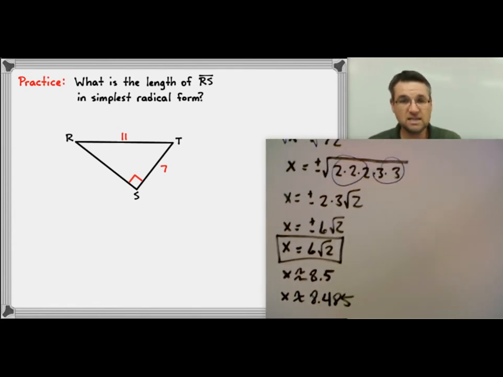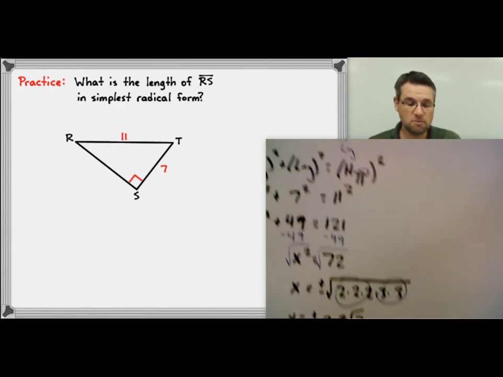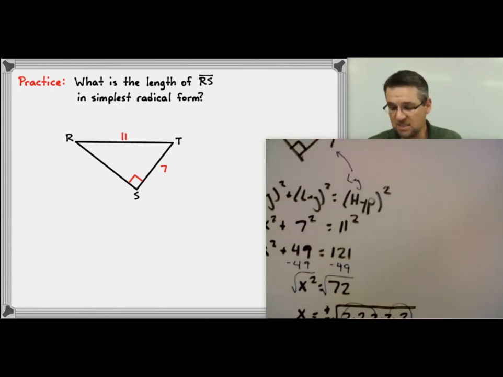Okay, so that is how you do the Pythagorean theorem. That is how you find the missing side length of a right triangle. When you know 2 of the sides, how do you find the third? You do the Pythagorean theorem. Leg squared plus leg squared equals hypotenuse squared.